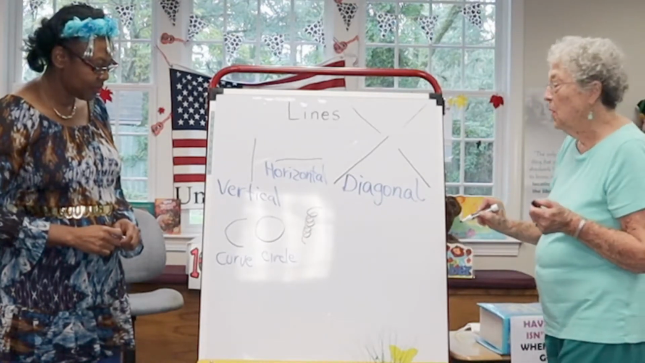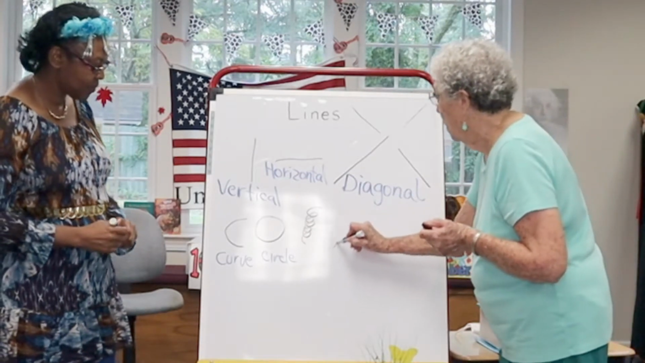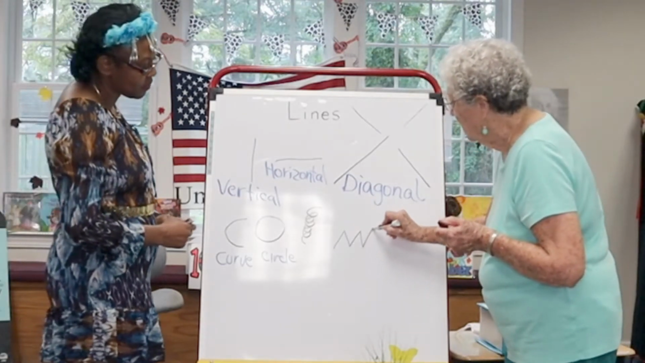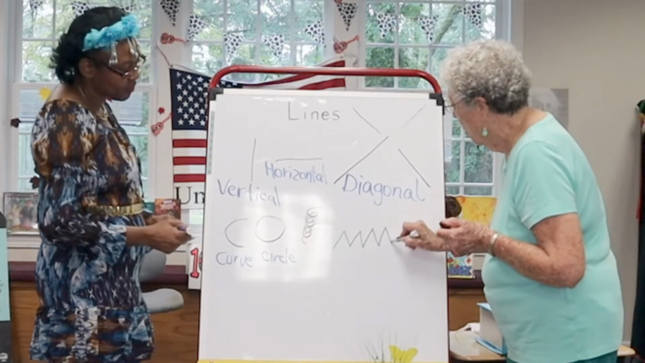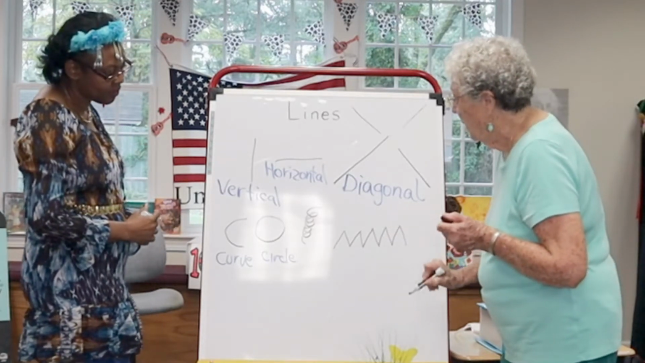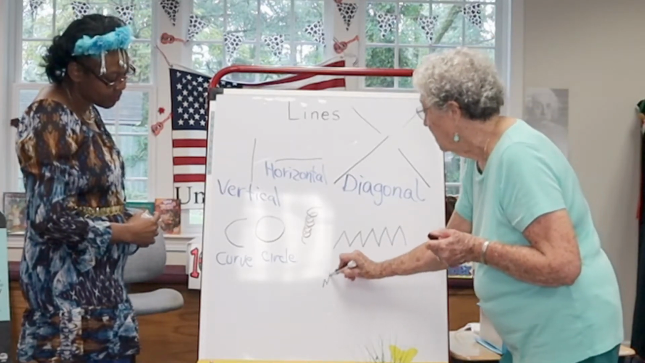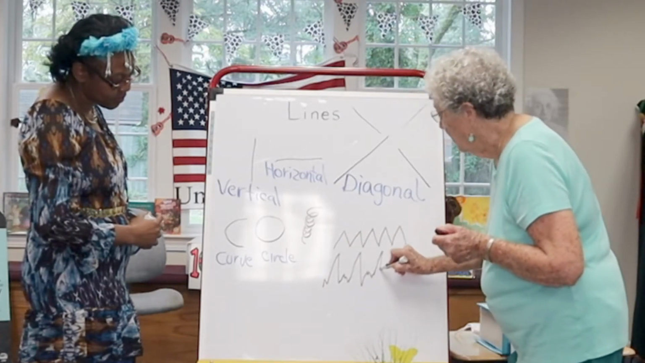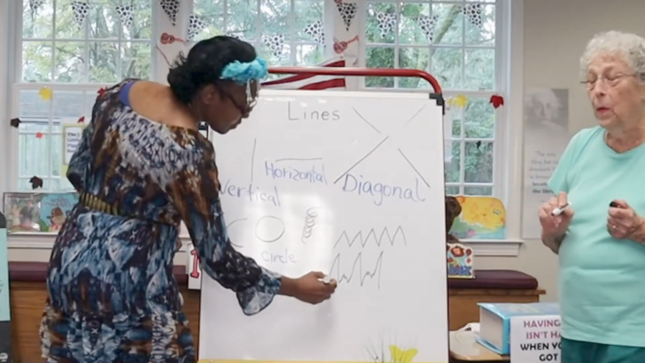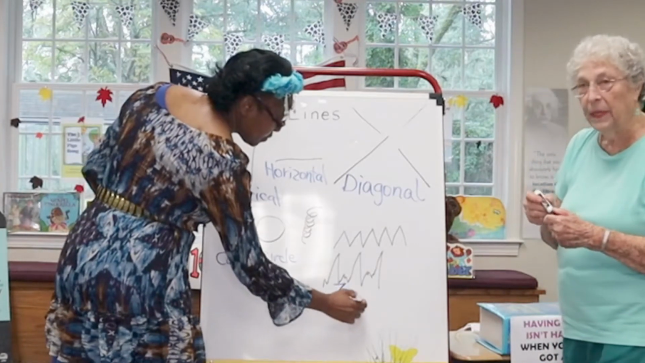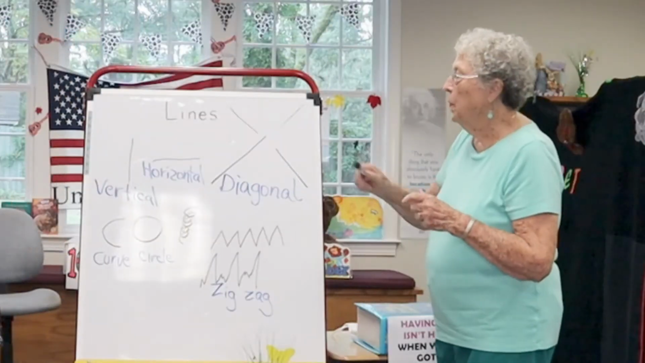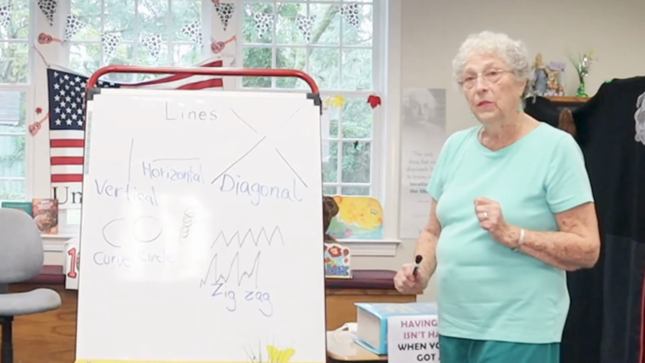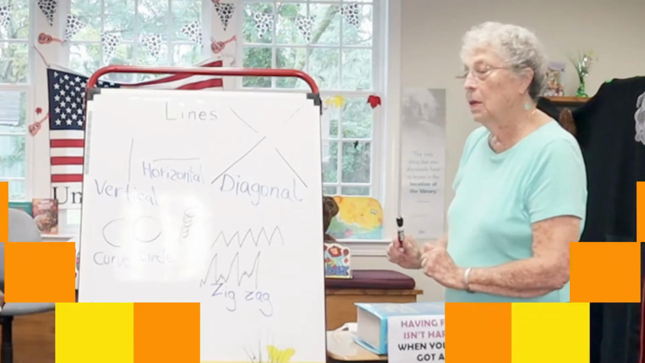And the last is called a zigzag line. Some zigzag lines are exactly the same size all the way. But then you can have zigzag lines that are like this. So you can make zigzag lines any way you want, as long as they go up and down. So these are the 5 basic lines that we use in art.